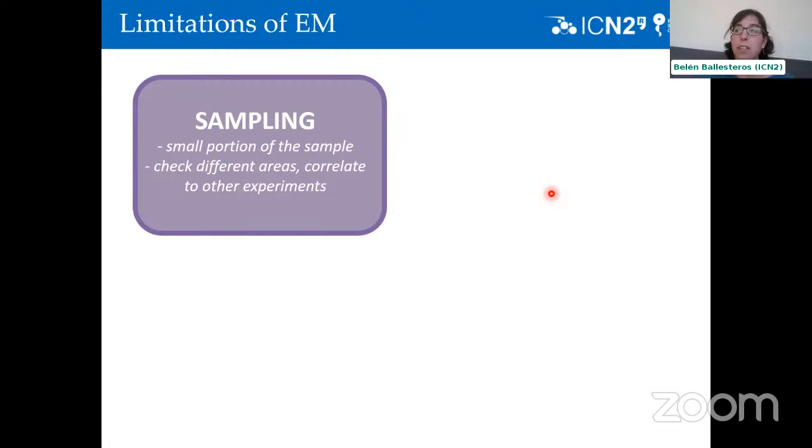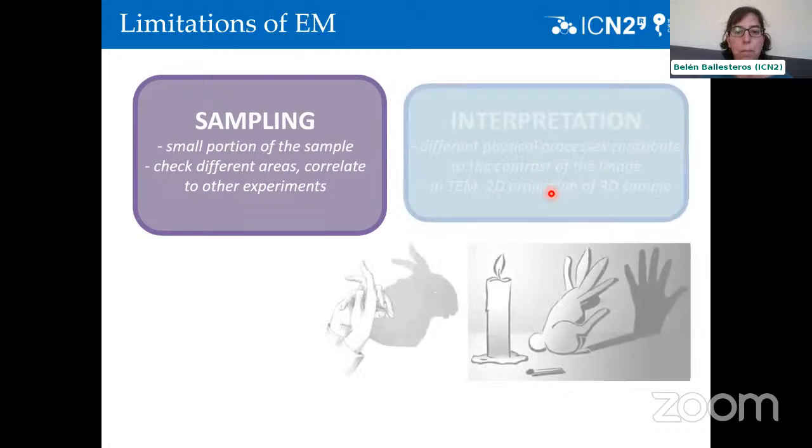One of them is sampling. When you are studying a sample in the electron microscope, we are studying just a very small portion of the sample. So before jumping to conclusions, you should do some statistics. You should check different areas of the sample, and also correlate the results you are getting with other techniques which are bulk, and see if it fits. And be careful, because it's easy to get an image and say, I got what I wanted, but maybe it's not representative of the whole sample.